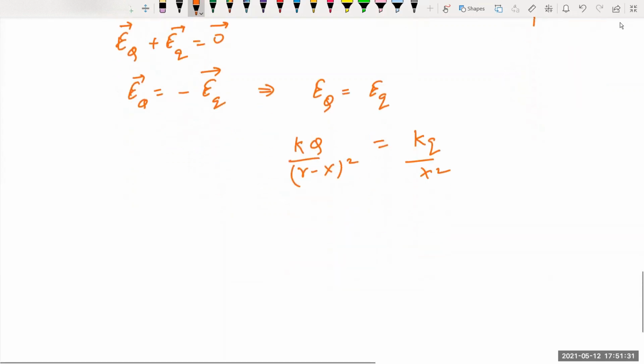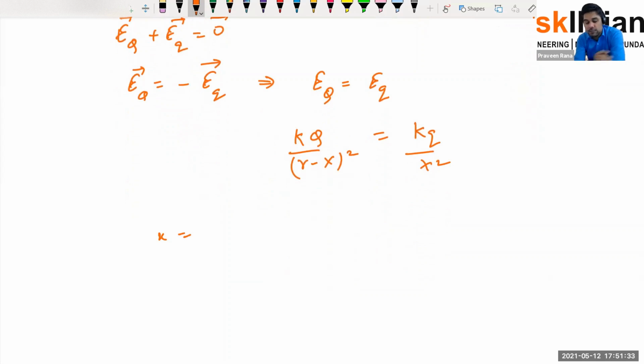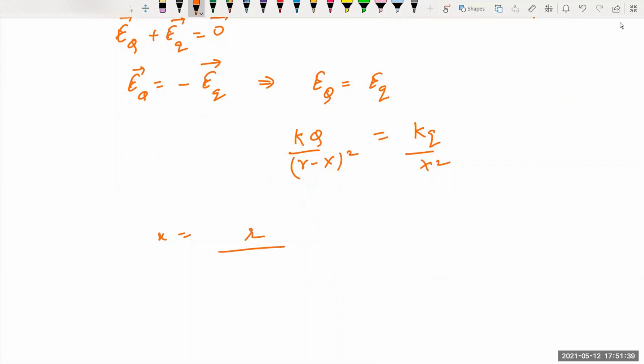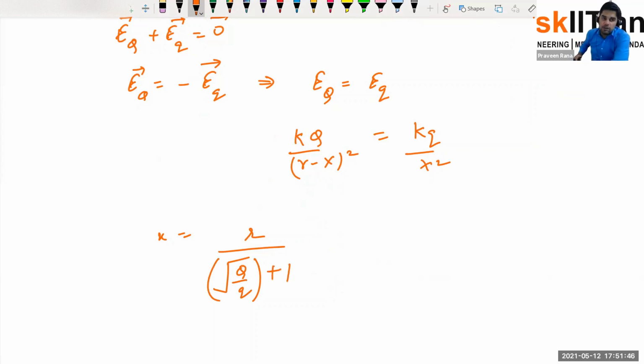So what was the shortcut for x, this distance? R divided by the square root of (capital Q over small q), plus 1. Exactly. So we already have done this topic. It was a quick revision. And what was the formula if the charges were unlike? The same, except it was minus 1.